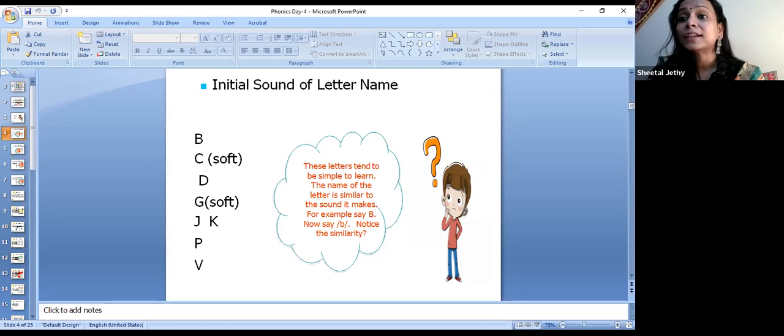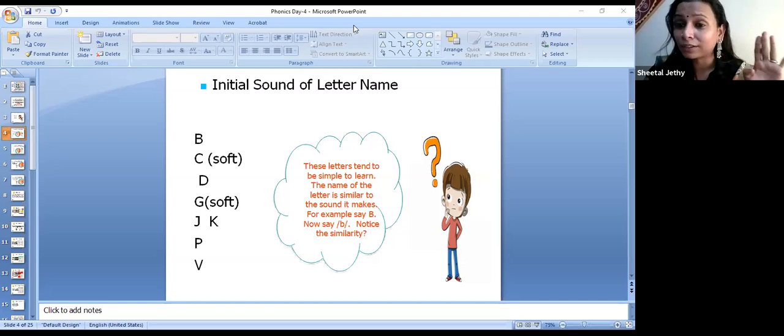For example, B says B, C says C, if at all it is soft. D says D, D as in duck. G says G. J says J, K says K, P says P, and E says V. So these letters are very similar to their names.